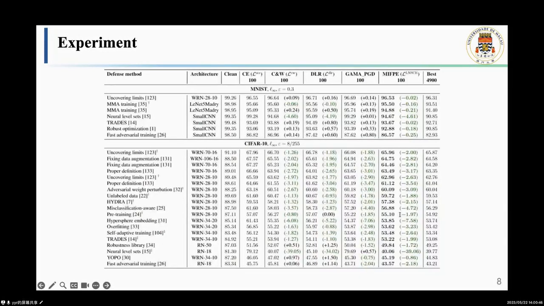This table presents a comprehensive comparison showing that our proposed loss function outperforms other loss functions on all test models. Remarkably, even with only 100 iterations, our proposed loss function achieves results that are very close to the best results obtained with at least 4,900 iterations on some models.